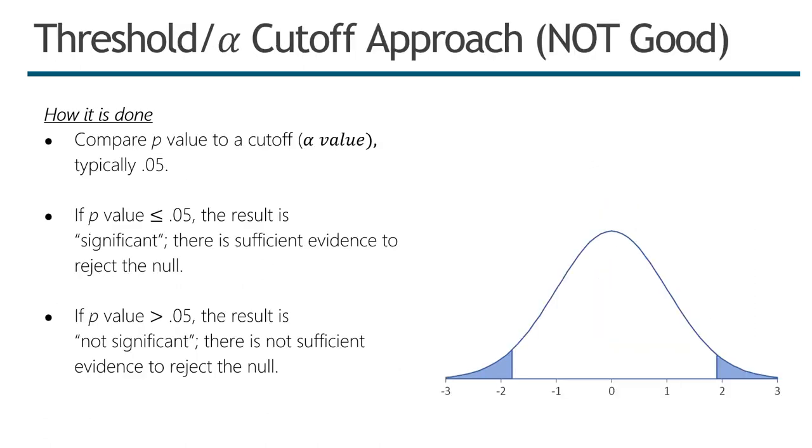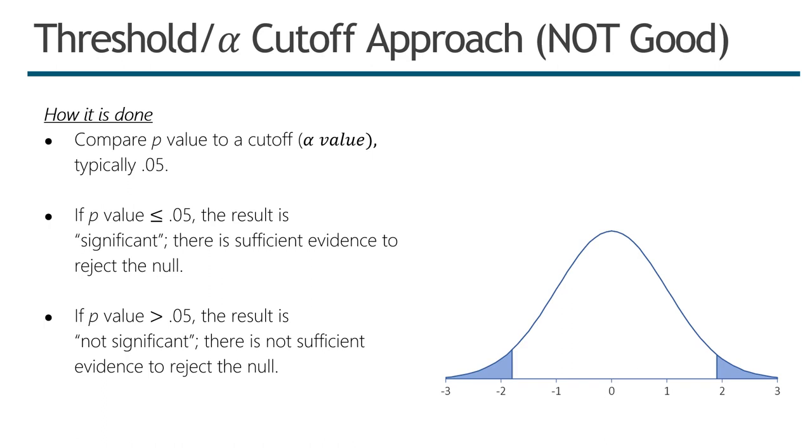Now that we've described what a p-value is, we can now talk about some of the ways that p-values have been interpreted. One of the most traditional ways to interpret p-values is the threshold or alpha cutoff approach. In this approach, you select an alpha value ahead of time. Then, after you compute your p-value, you compare your p-value to the alpha value. Typically, the alpha value would be something like 0.05.